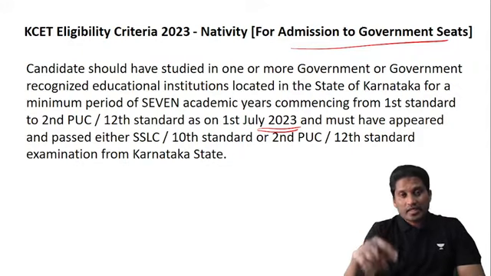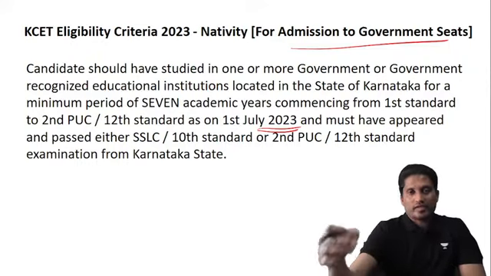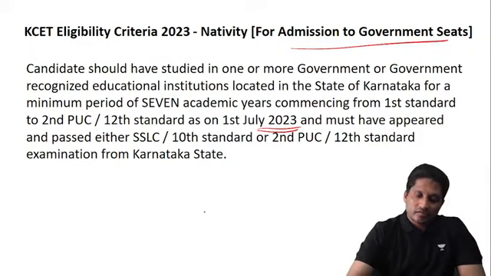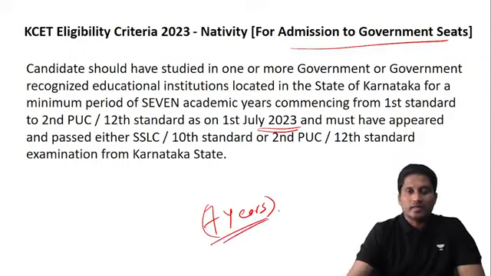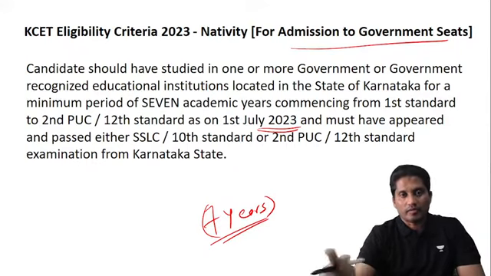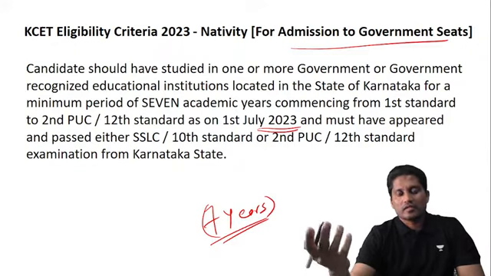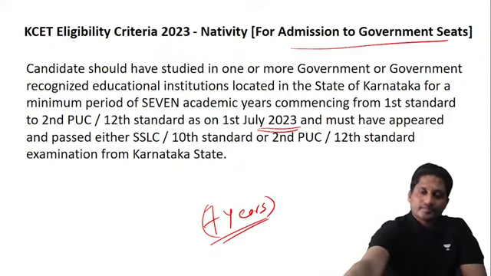Now, suppose a child has not studied 7 years of education in Karnataka. What will be the next criteria? Let's do it one by one. This is class A: 7 years of study should be there. What is class B? Suppose a child doesn't study 7 years. I repeat, it can be more than 7 years also, no problem, but minimum 7 years should be there. Some people will study from nursery to 12th standard in Karnataka.